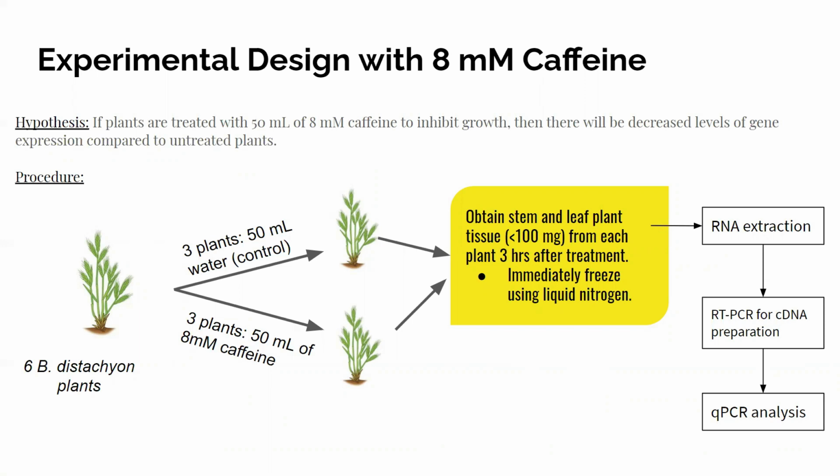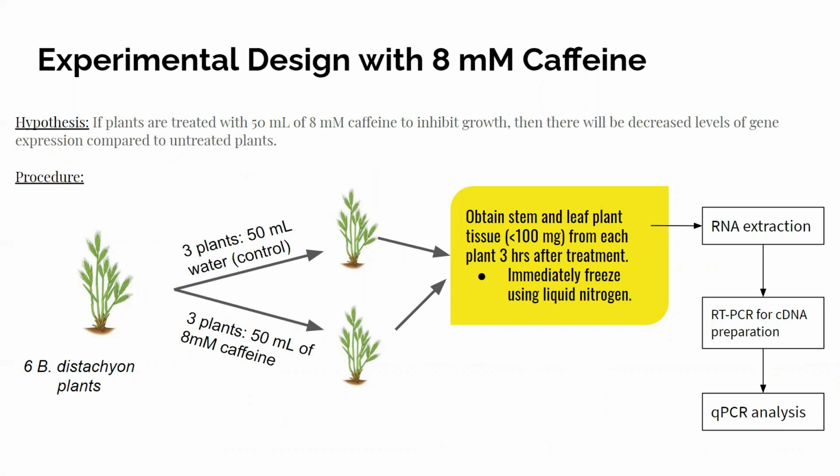Since our gene was abundantly expressed in the stems, we came up with the experimental design to inhibit the growth. So we treated our plants with about 15 microliters of an 8 millimolar concentration of caffeine to test the different gene expression levels. We had 6 plants, 3 of them will be the control, and then 3 of them will be the plants that we treated with the solution that included the caffeine.